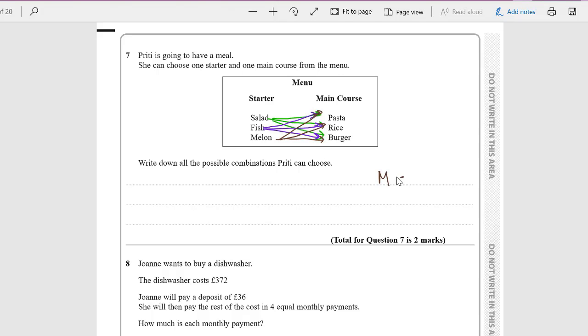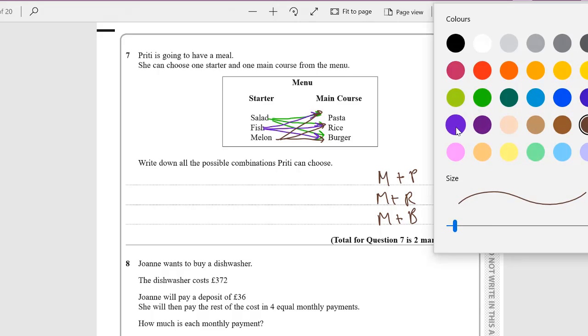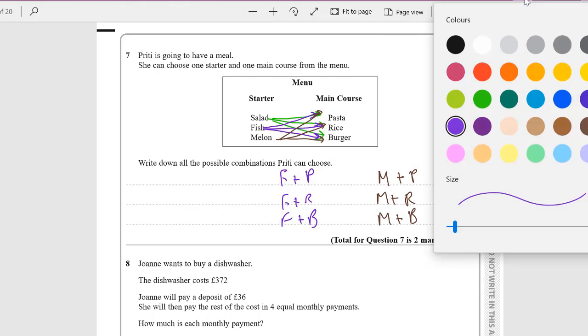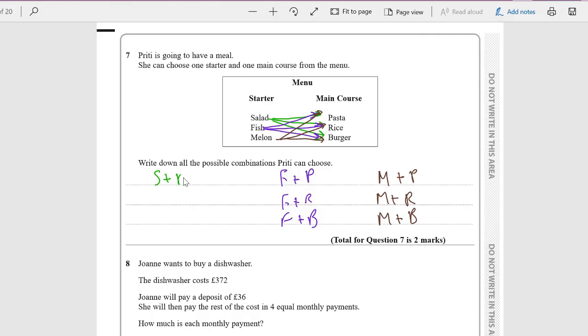So I'm just going to put M plus P, M plus R, M plus B. And then, just for the sake of color coordinating, F plus P, F plus R, F plus B, and then S plus P, S plus R, then S plus B.